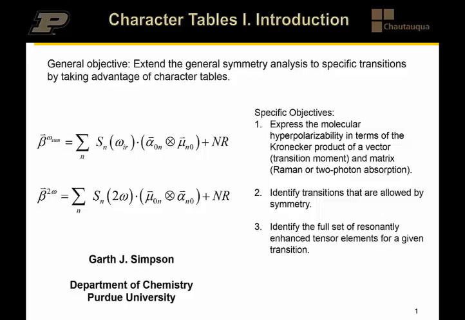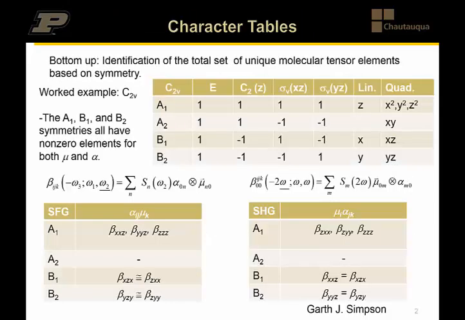So what's the relationship between nonlinear optics and character tables? You've probably all seen character tables before, and they describe symmetry operations, in this case a twofold rotation about the z-axis, or a reflection about the xz plane or the yz plane. And the two things we're going to be focusing on are the two that are shown and the one that isn't shown, which would correspond to the hyperpolarizability.